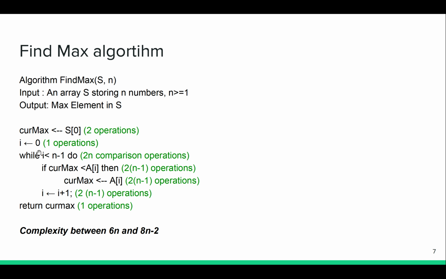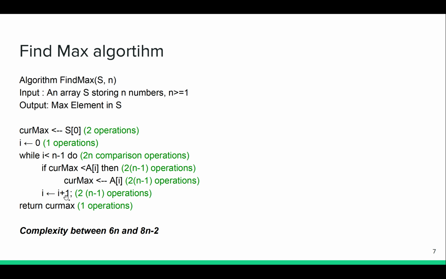When the condition is checked n times, the body of the while loop will execute n minus 1 times. I am repeating, when the condition is checked n times, the body of the while loop will execute n minus 1 times. So if you look at the if condition, there is an array indexing operation as well as a comparison operation. So there are two operations and this will be executed n minus 1 times. So totally 2 into n minus 1 operations. Similarly, if Karmax is assigned with a of i, this is two operations. So totally 2 into n minus 1 operations.